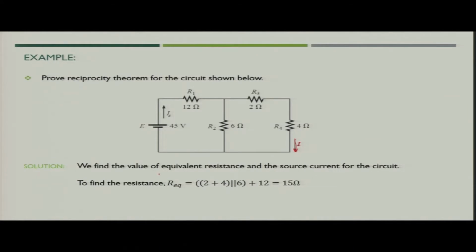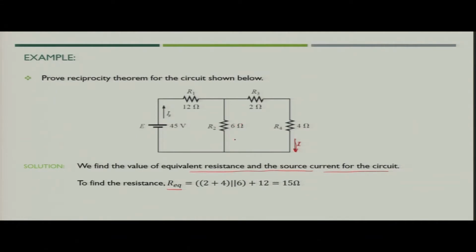So, we will first find out the value of I in this particular arrangement. We will first try to find the equivalent resistance of the circuit. The equivalent resistance would be R equivalent, and here you will see that 2 plus 4, that is 6 ohm, is in parallel with 6 ohm.